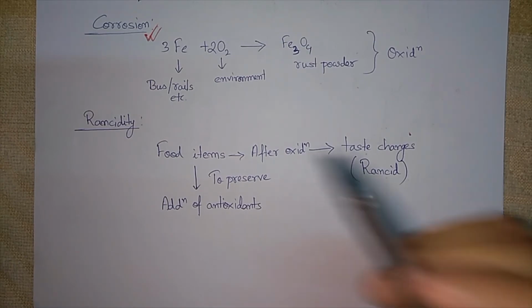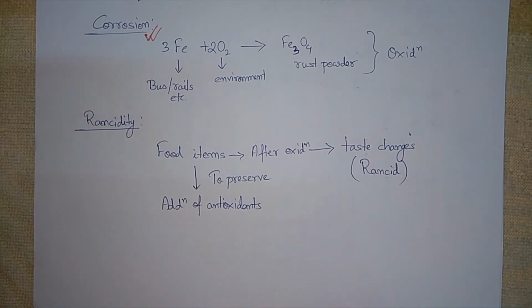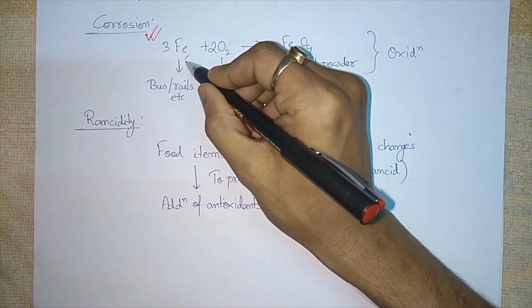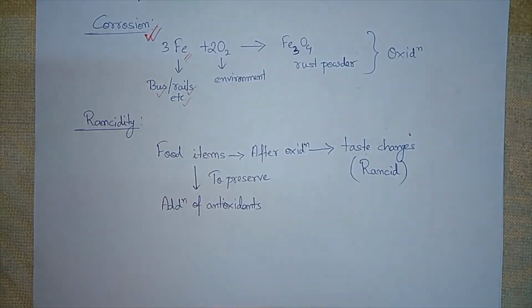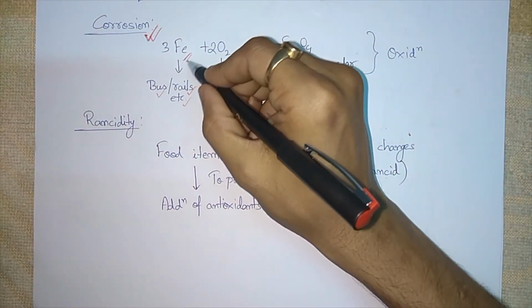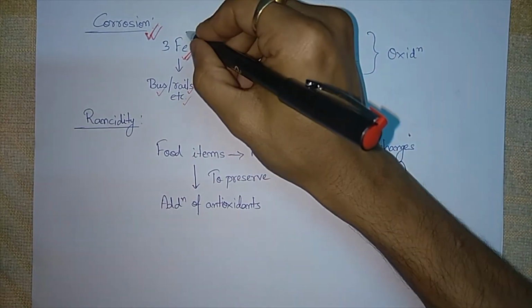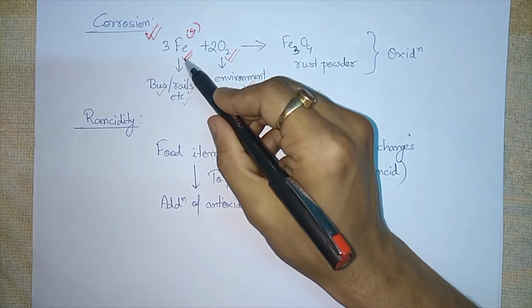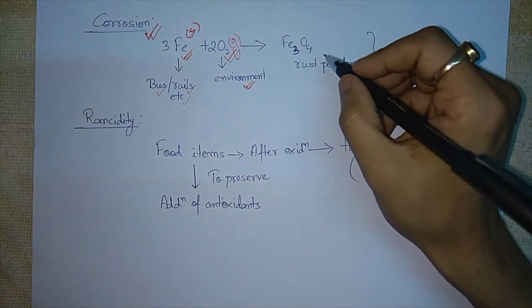Now let's see how. Many of us know about the rusting of iron. It is a very common phenomenon. So what happens during rusting of iron? We know that many items in our surroundings are made of iron, like buses, rails, etc. When iron reacts with oxygen, which comes from the environment, this solid iron reacts with the gaseous oxygen and forms ferric oxide.